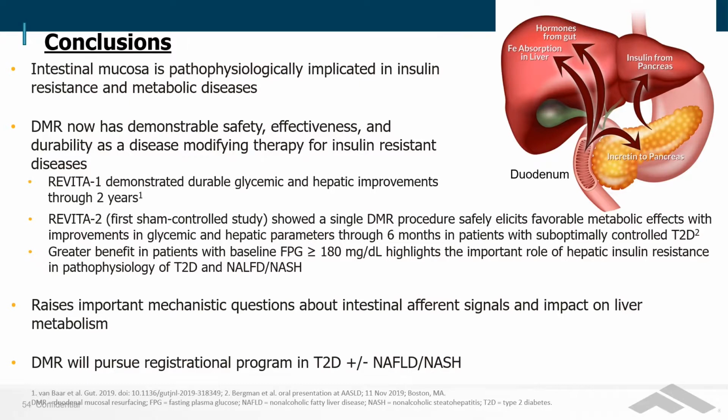Ladies and gentlemen, to summarize, intestinal mucosa is pathophysiologically implicated in insulin resistance and metabolic disease, in particular that in the proximal small bowel and duodenum. We know that manipulating this mucosa and selectively excluding it, for example with duodenal mucosal resurfacing, is now safe, effective, and durable in modifying metabolic diseases and insulin resistant states. This is now evidenced by data from our sham-controlled trial showing that we improve not only A1Cs and insulin resistance, but also liver enzymes.